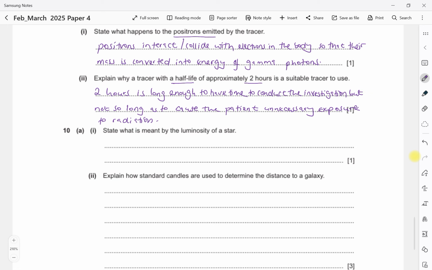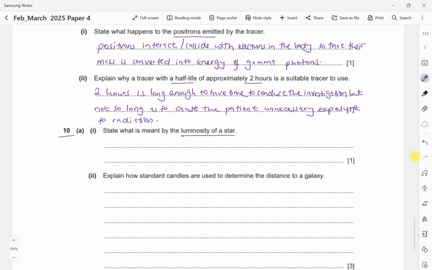Okay, and lastly, this is question 10, and it's the last question. State what is meant by luminosity. So this is astrophysics and cosmology. I think my students find this the easiest topic, but sometimes it becomes technical. Some questions can be technical. So what is meant by luminosity?